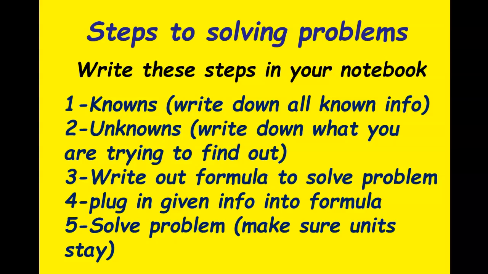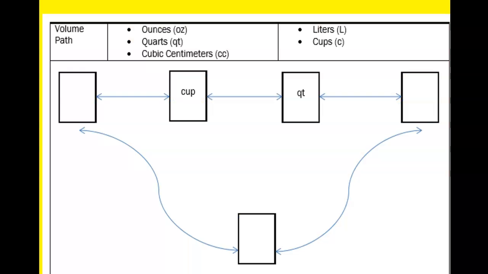The first thing that you have to do is your knowns. You should write down all the known information based off of what the problem is asking you. Once you have that down, you need to write down all your unknowns. You have to figure out what you are trying to find. Then you are going to write out the formula that you need to solve the problem. Then you're going to plug in the known information into your formula, and then solve for your unknown, making sure that your units stay when necessary. So that is essentially what dimensional analysis is.